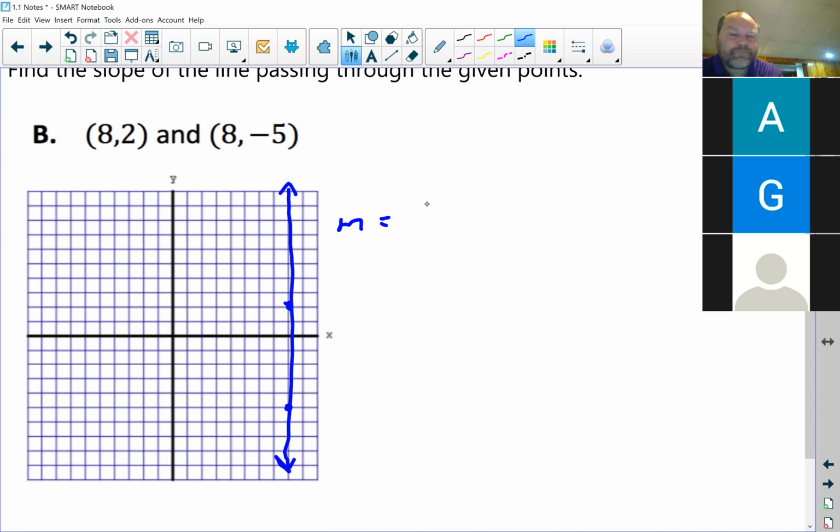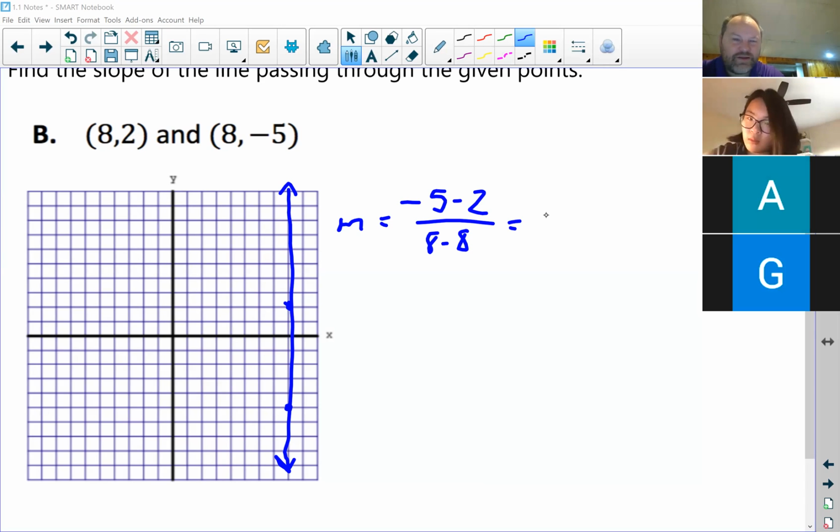For my slope, -5 minus 2 over 8 minus 8. What is -5 minus 2? -7. -7 is correct. And then I had someone in the chat, just as you said it, came up with the same answer, which is great. Love it when answers are the same.